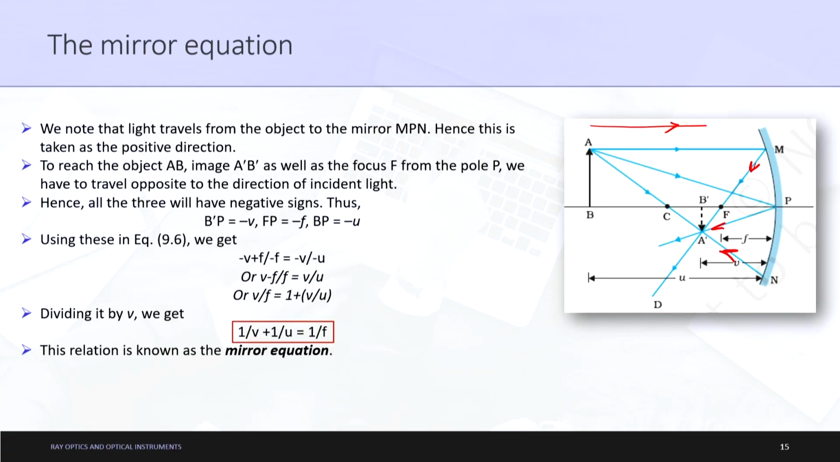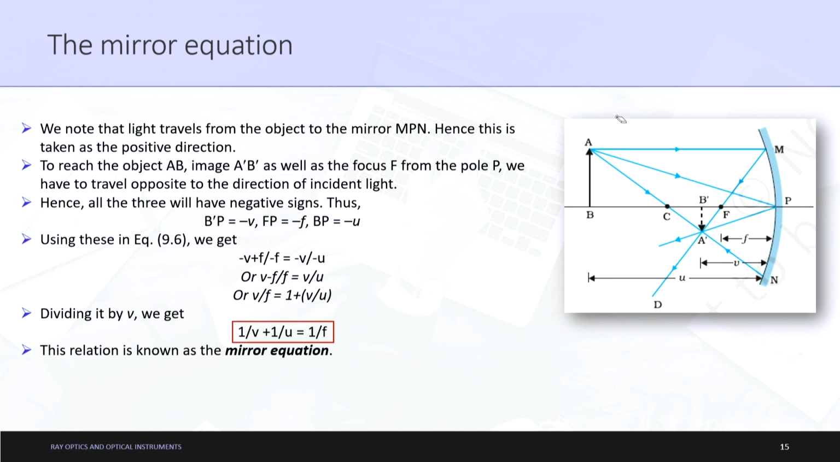Therefore, B'P will also be negative. This is the image distance, because the image is being formed at this portion. Next is FP. FP is also minus f, because it is in the opposite direction of the incidence of light. Similarly, BP is also minus u. What is BP here? BP is this portion here, which is equal to minus u.